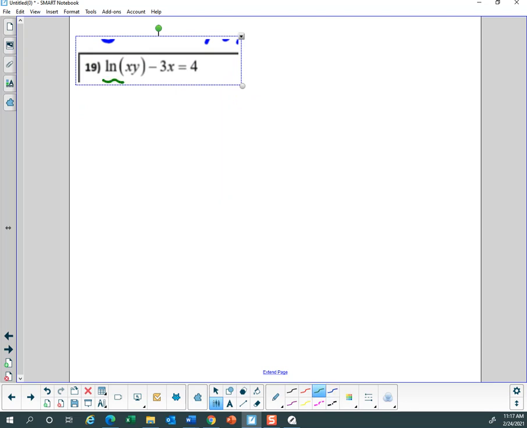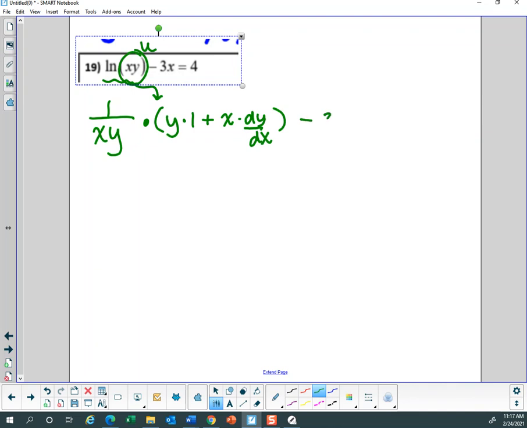So, I take the derivative of the natural log of, that's u, xy is u. I would have to have 1 over u times the derivative of u. So the derivative of xy would require a product rule, y times 1, x times dy dx, minus 3 equals 0. Did I take the derivative of that?